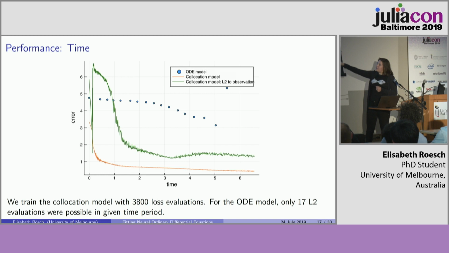And I did that because the orange line is 3,800 loss evaluations, whereas the blue are just 17.